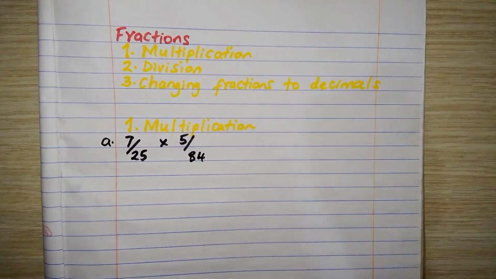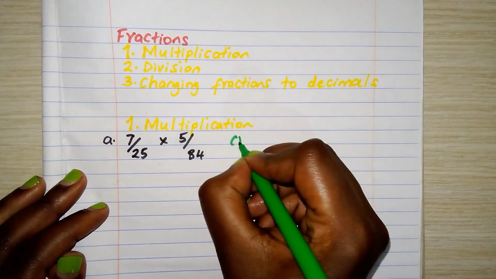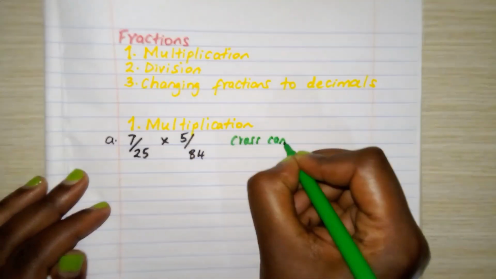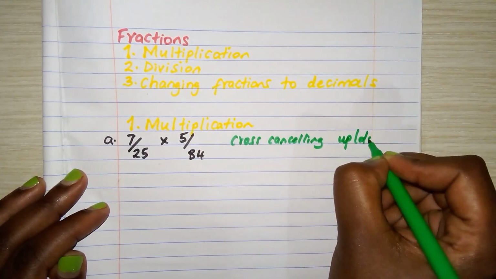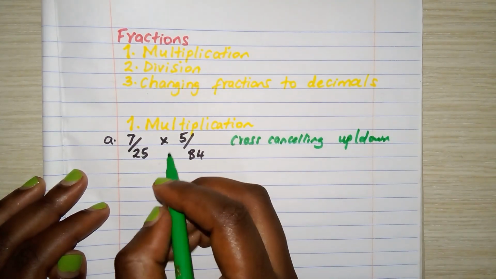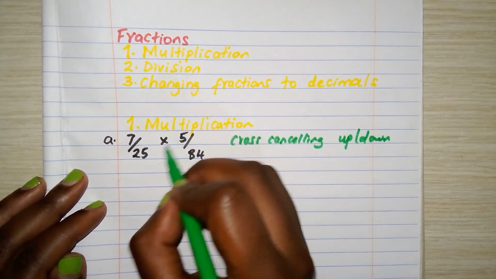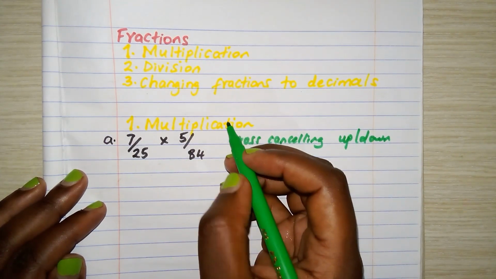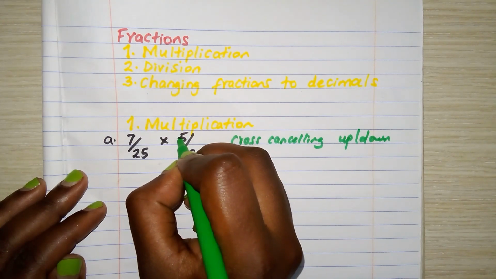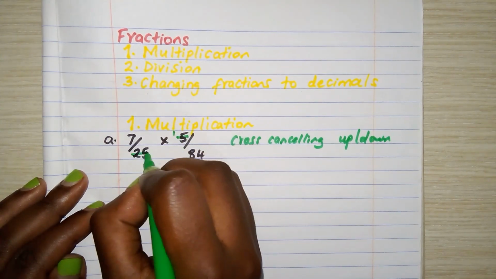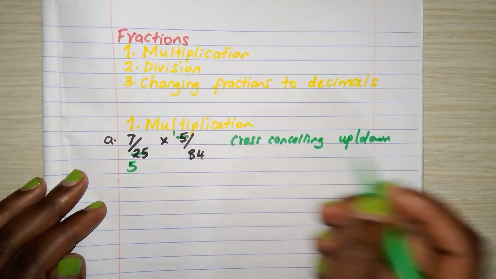So times, so here we can apply cross cancelling. So up and down, you can look for common factors. I can see we have 5 and 25. Both of them can be divided by 5. So divide each by 5. 5 divided by 5 is 1. 25 divided by 5 is 5.